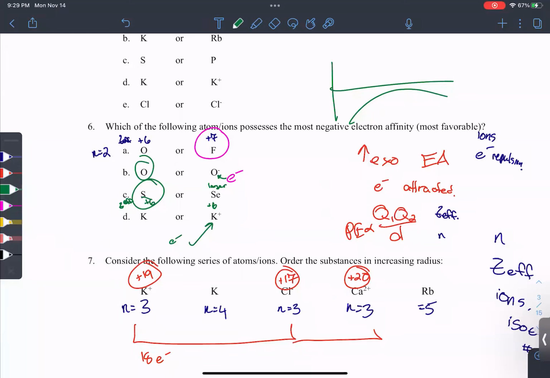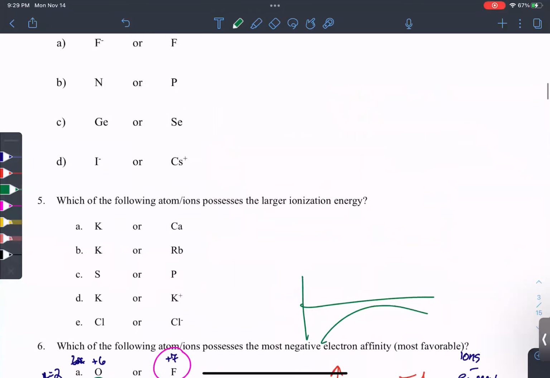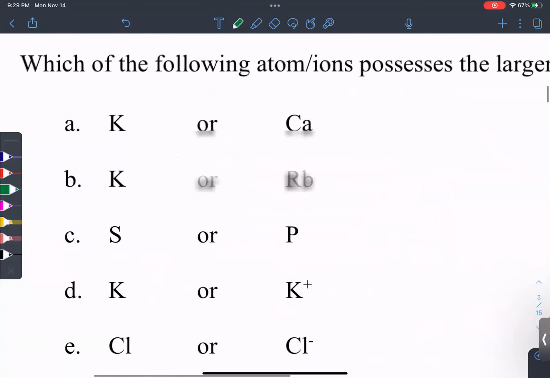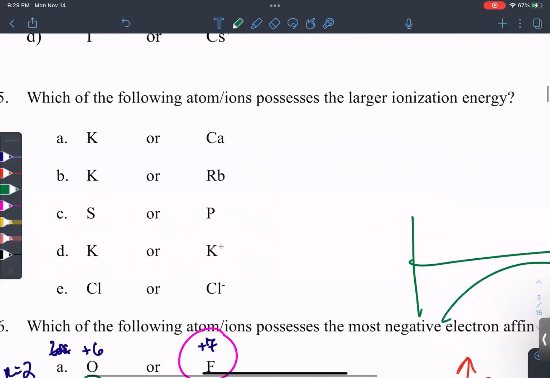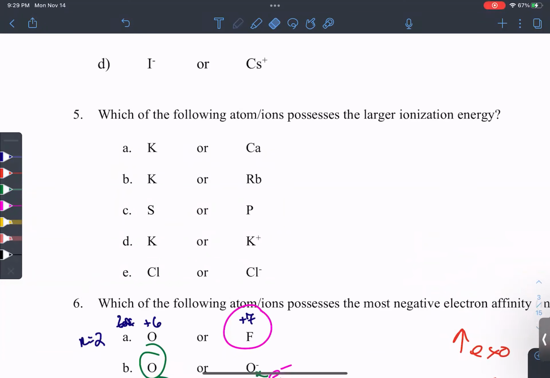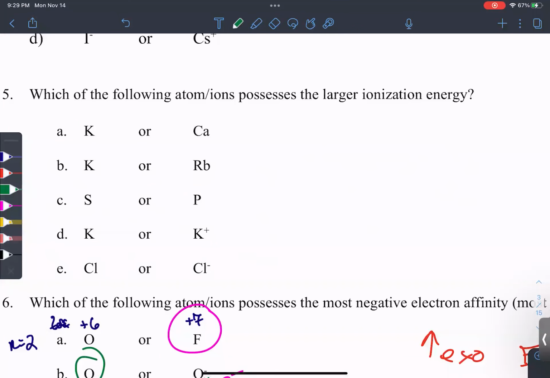Okay, what's next? 5. Oh, okay. So we want to do 5. We're on the same trend. All of these have to do with N, Z effective, electron repulsions, all those sorts of things. So 5 says, which of the following possesses the larger ionization energy? Let's bring it back, folks. I don't want to yell all night.